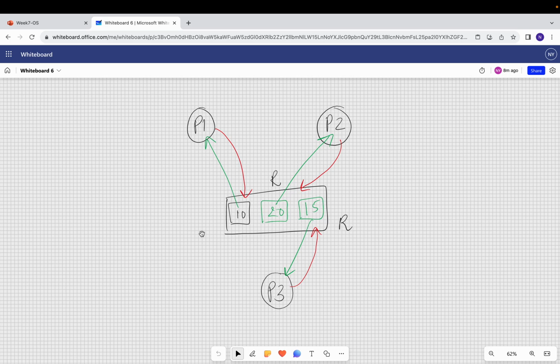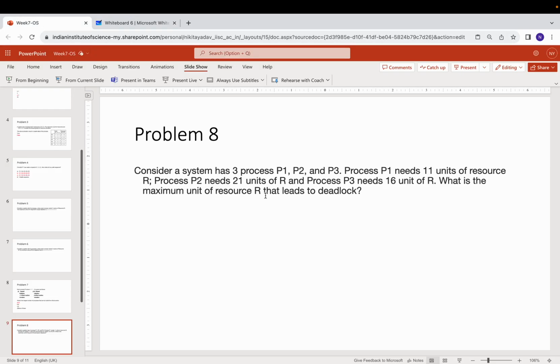If we have 46, it will not lead to deadlock, because if we had one more unit of resource somewhere here, we could have allocated it to one of these processes, and that process would have executed. After finishing its execution, it would have released the resources, and then those resources would be available for others to use. But if we have only 45 resources, it still causes a deadlock. So the answer here, the maximum units of resource R that leads to deadlock, is 45.